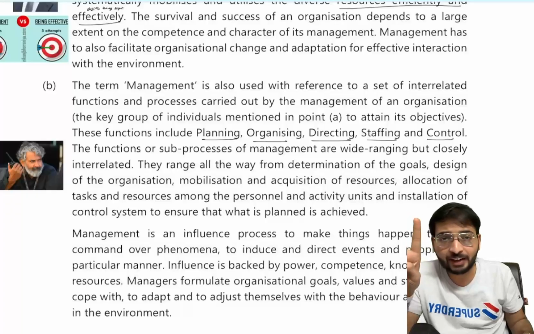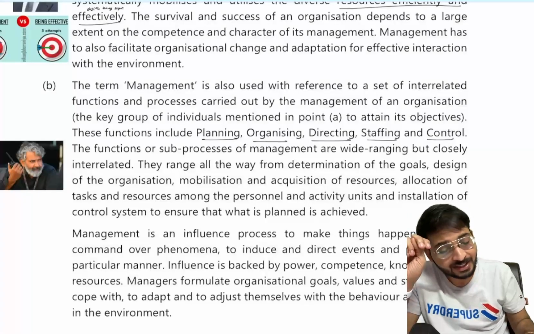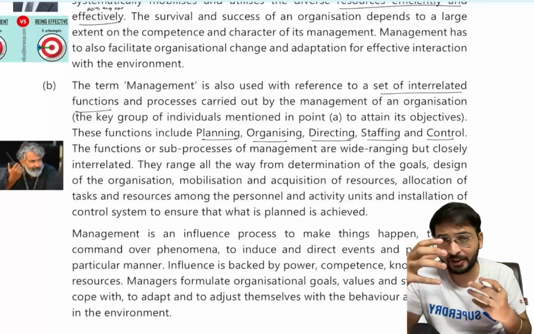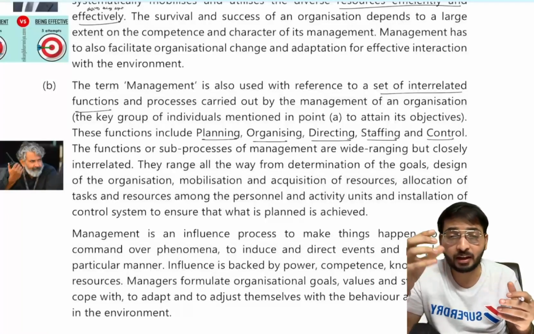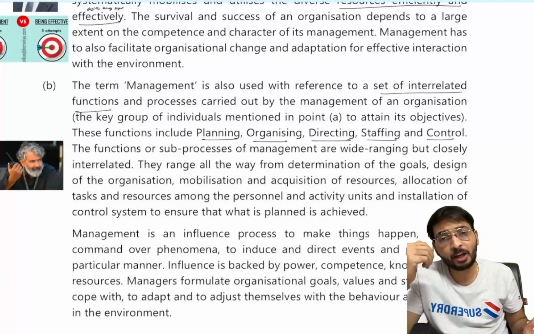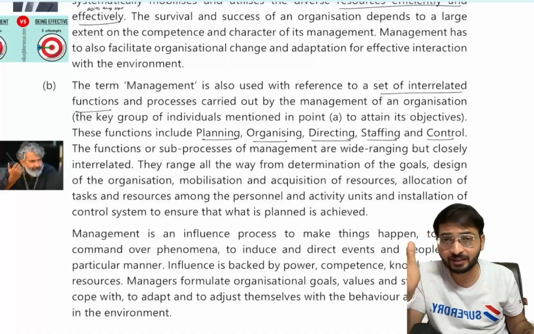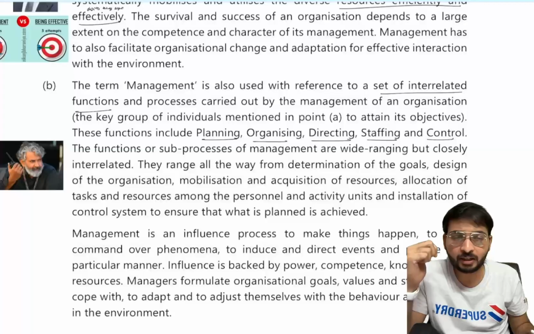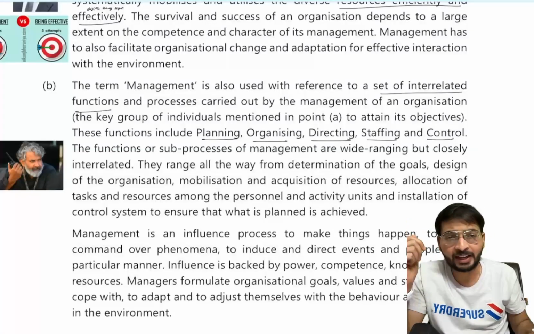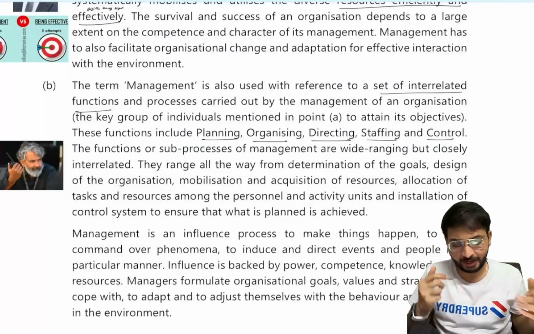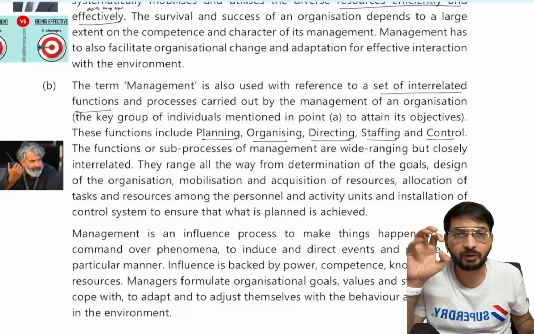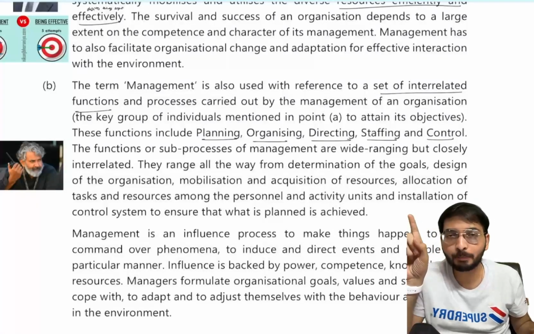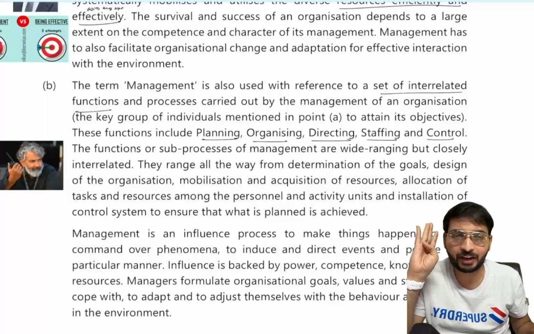So, what is the second definition of management? It is a set of interrelated functions. So, different functions and processes like planning. He plans a movie. He organizes everything. He directs the movie. Staffing, meaning putting the right people in the right place: a proper editor, proper cameraman, all this. And he finally controls the budget and all the things of a movie. This is called what? A set of interrelated functions like planning, organizing, directing, staffing, and control.